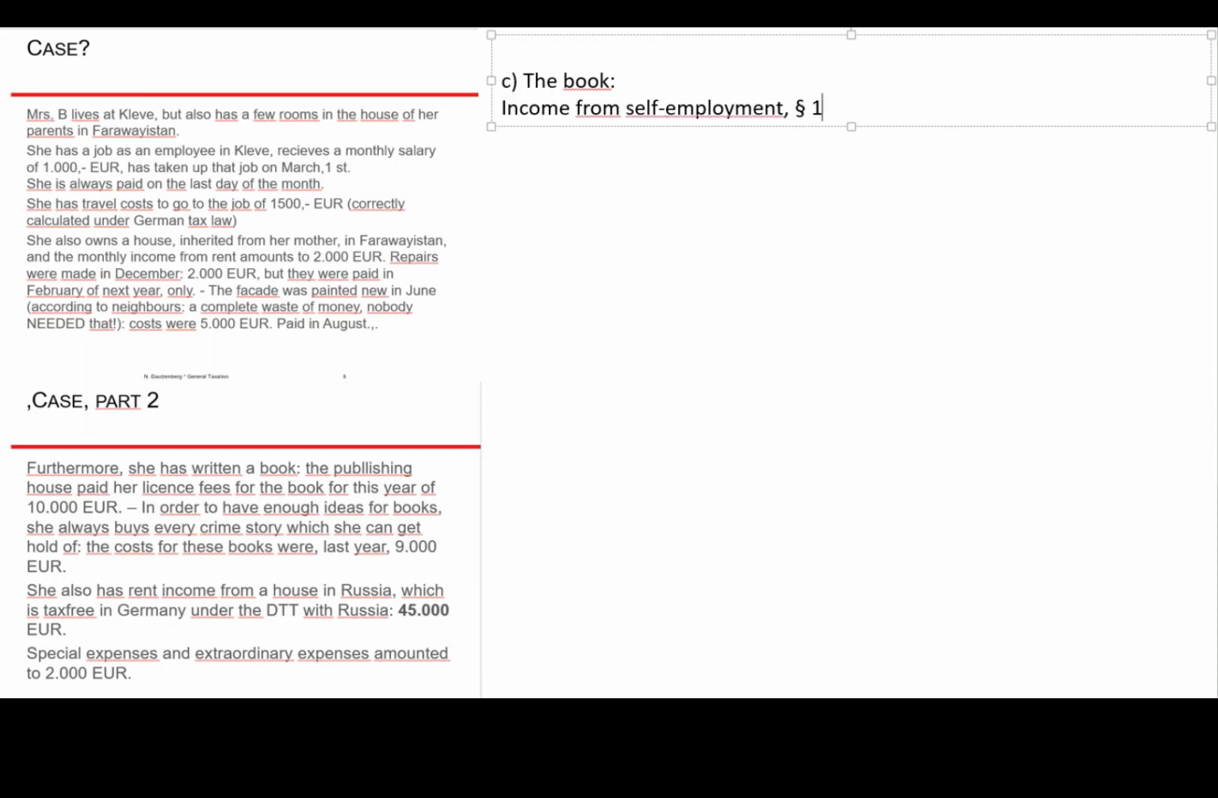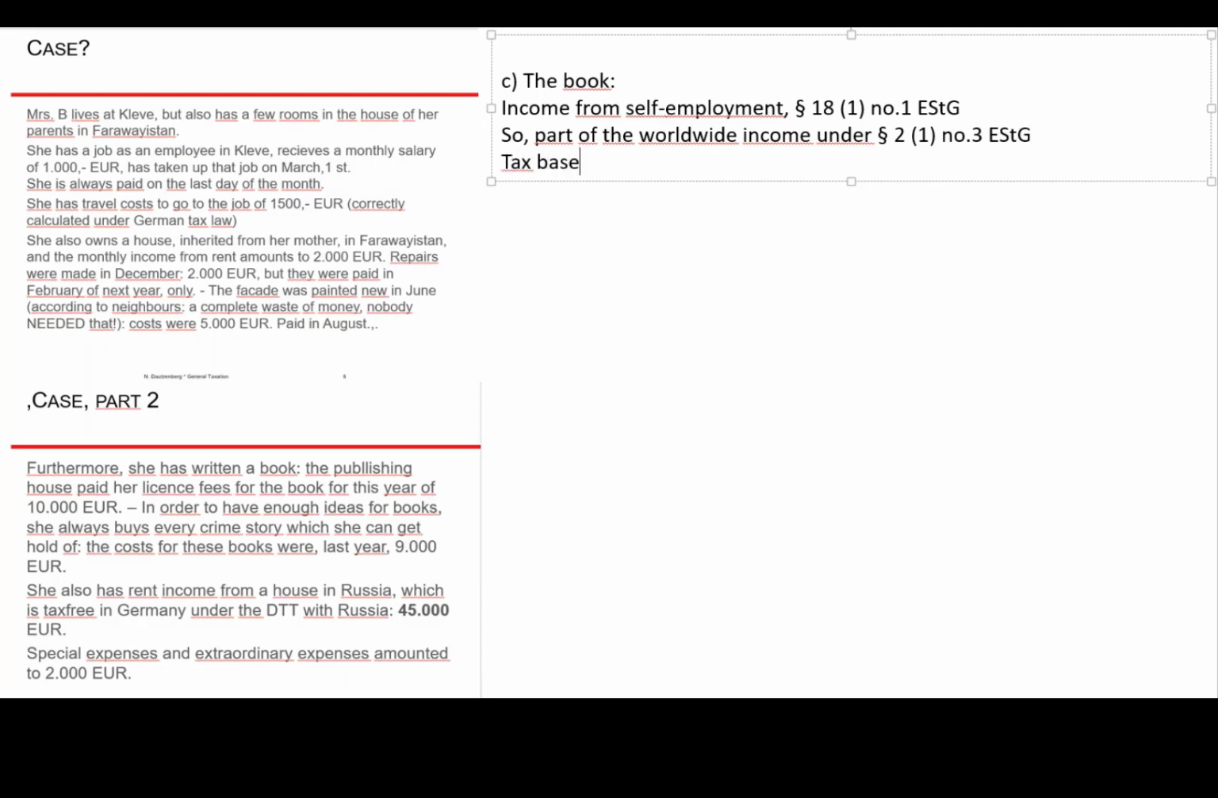It's a free profession. Section 18(1), number 1 ESTG, you can find that writing is a free profession. So that's a part of the worldwide income under the rules of 2(1), number 3 ESTG. The tax base is not the surplus, but the profit. And here's again a small mistake. It's not 2(1), number 1, it's 2(2), number 1. Good.